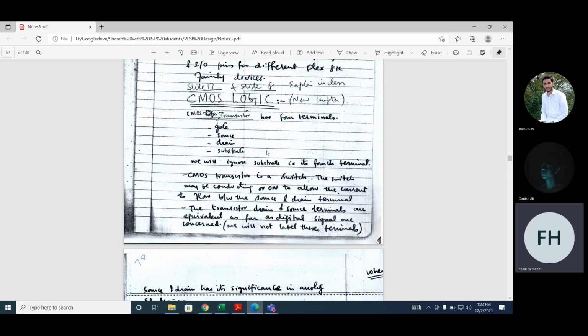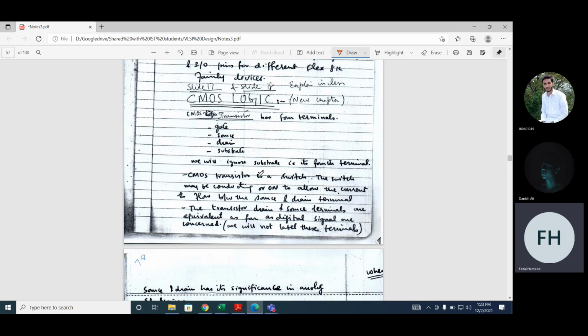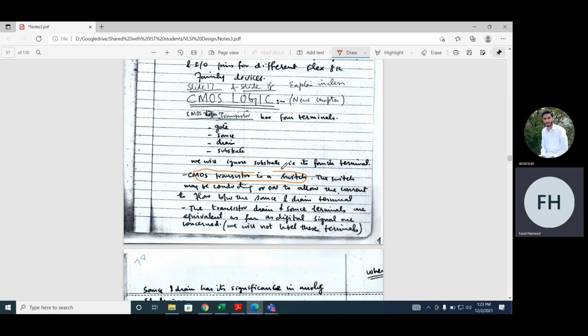Both of these transistors, whether PMOS or NMOS, act as a switch. Okay, so a CMOS transistor is a switch. It may be either conducting or non-conducting. When it is conducting, the current will flow from the source to the drain, and it will be controlled by the gate terminal. So the gate terminal will be a controlling terminal, and there is a source and the drain.